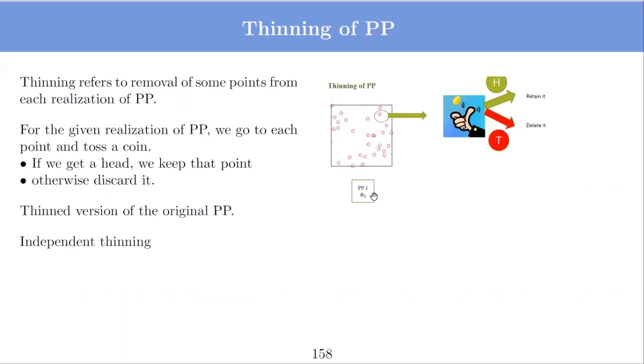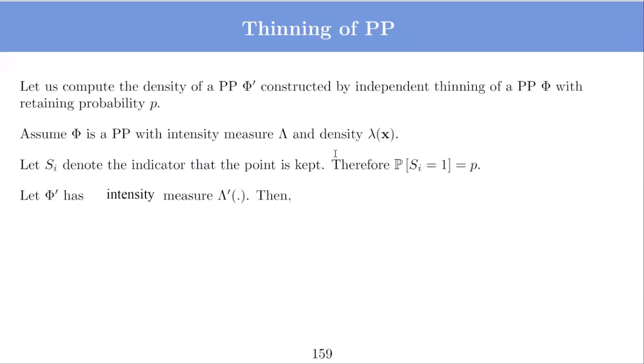And here we are doing independent thinning. It means we go to each point, and whether this point is kept or discarded, that decision is independent of other points. So let us compute the density of the point process thus formed. Suppose we go to each point and do independent thinning with retaining probability p, which means I retain the point with probability p and discard it with probability 1 minus p. Independent thinning means the thinning decision does not depend on other points. Suppose the original point process has intensity measure capital Lambda and density lambda(x).